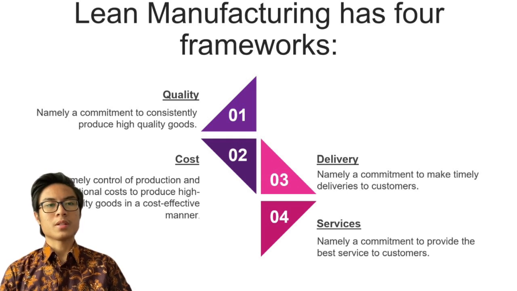First, quality. It is a commitment to consistently produce high-quality goods. Second is cost. It is control of production and operational costs to produce high-quality goods in a cost-effective manner. Third is delivery. It is a commitment to make timely deliveries to customers. Fourth is services. It is a commitment to provide the best service to customers.